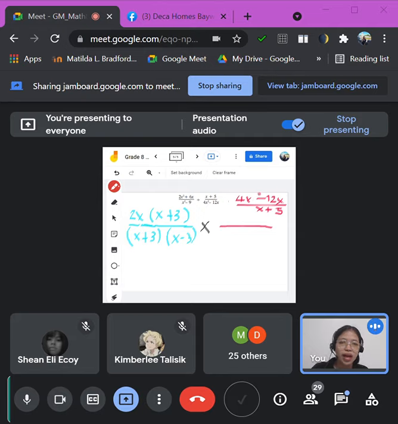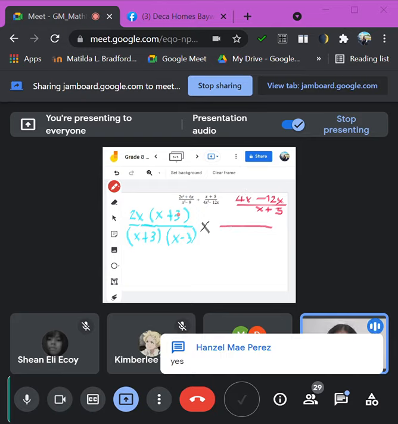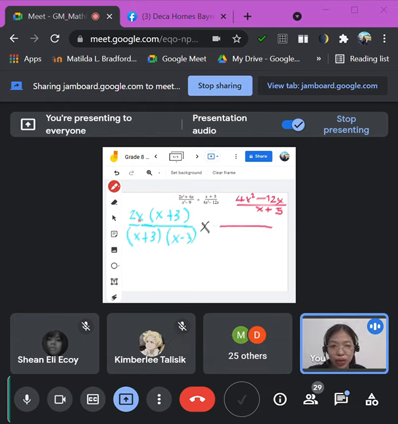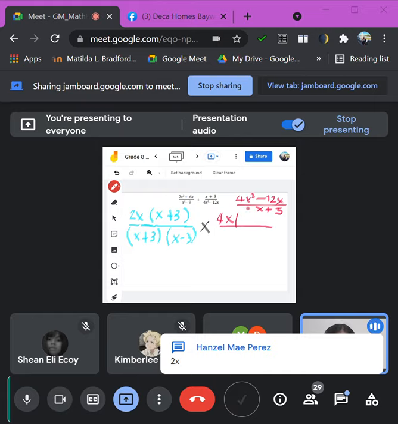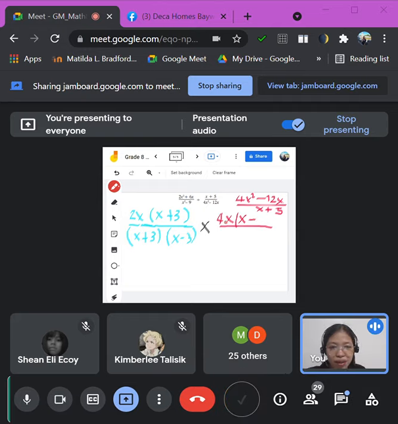So, ato ni siyang tan-awon, class. Pwede ba ni siyang ma-factor ang 4x minus 12x? Yes or no? Yes. Common monomial factor gihapon, class, di ba? 4x squared. Okay, so unsay ilahang common, class? Common nila kay 4x, right? And then 4x squared divided by 4x, that is x. And then minus, we have there 12x divided by 4x, that is 3. And then copy na lang ang x plus 5, kaya dili naman siya pwede ma-factor.